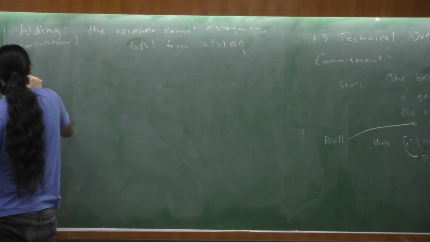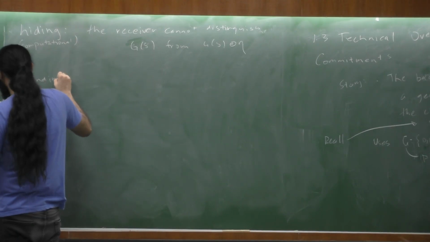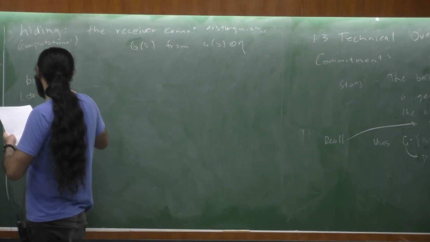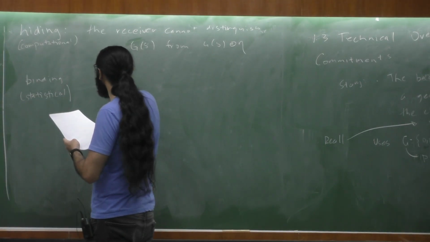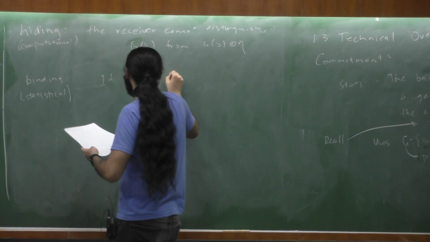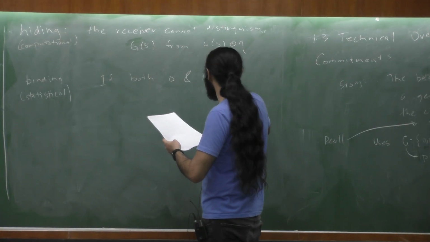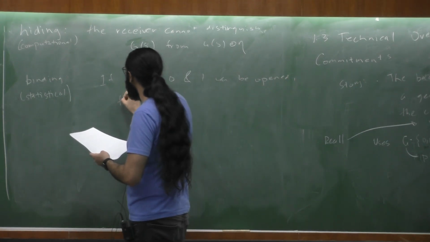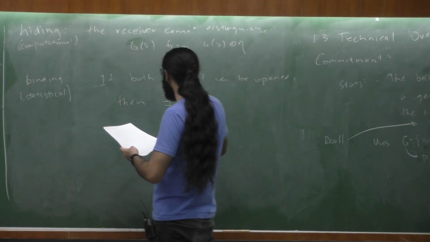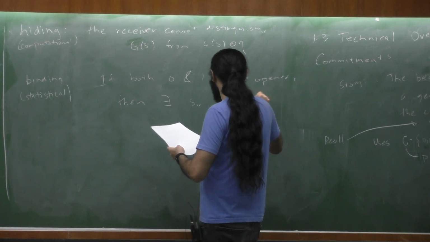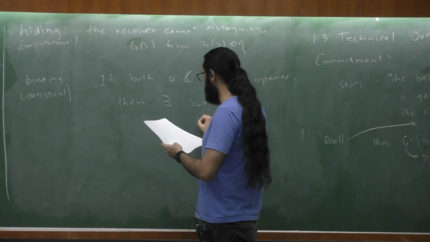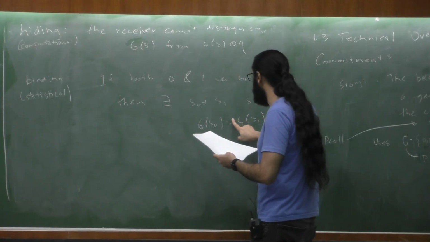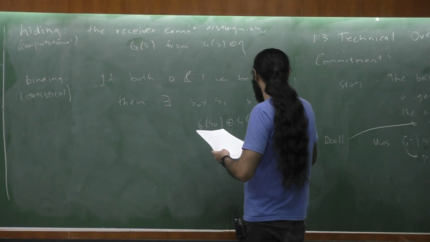Okay, and binding, this is going to be statistical. Okay, so if both 0 and 1 can be opened, then there exist S0, S1 such that G(S0) XOR G(S1) is eta.